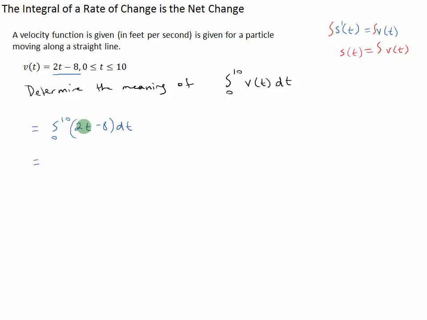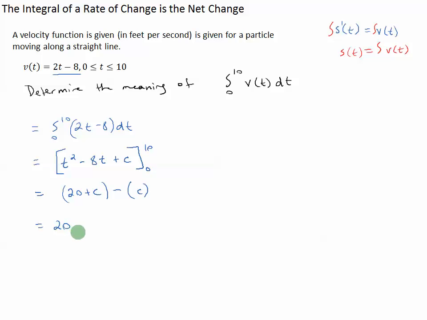Using the fundamental theorem of calculus, I know that has to be the antiderivative of this function evaluated at these values. So the antiderivative of 2t is t squared, the antiderivative of negative 8 is negative 8t, and then we incorporate our constant, and then we evaluate this at our integration limits. So I plug in 10 for this, so I have 100 minus 80, which is 20, plus our constant, minus what we get when we plug in 0, which is just the constant.